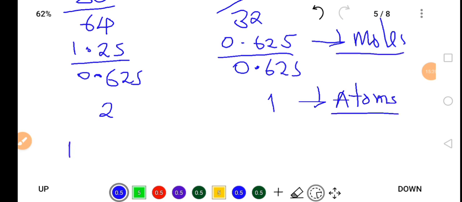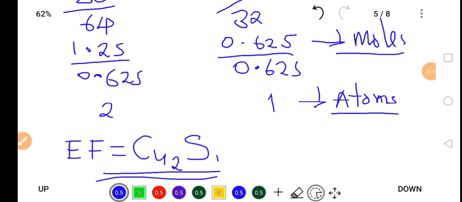Therefore you are going to say empirical formula. This 2 is for copper, meaning in this compound's empirical formula the number of atoms will be 2 of copper, and the sulfur, just 1, we don't write. So this is the empirical formula. That is very, very important. We don't waste time on something simple.